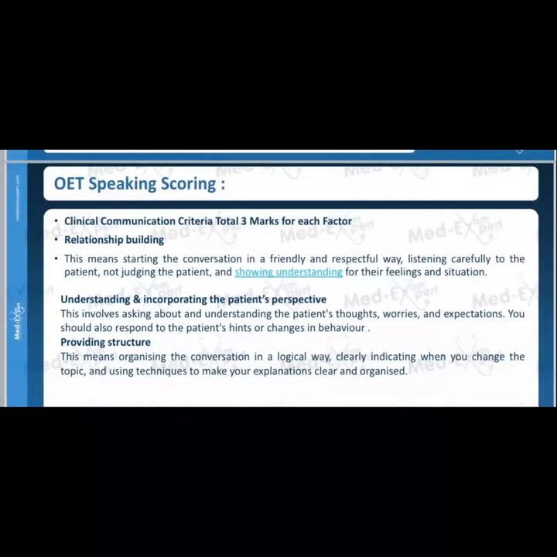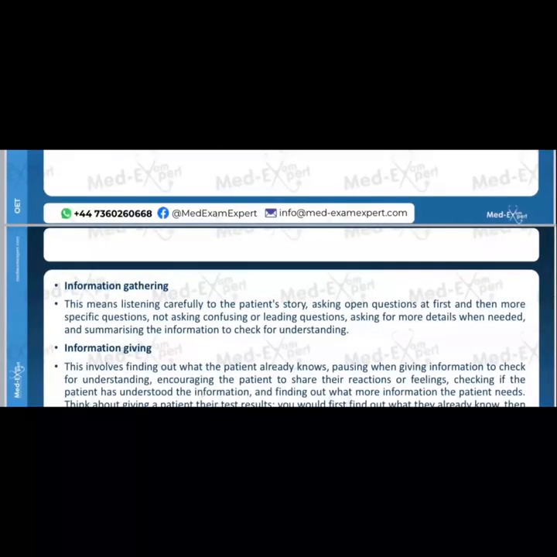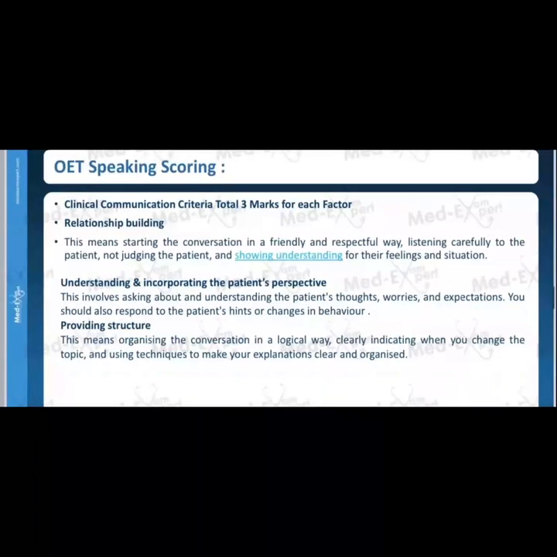Then clinical communication criteria total 3 marks for each factor: relationship building, understanding and incorporating patient's perspective, providing structure, information gathering, and information giving. So what do these mean? Relationship building. This means starting the conversation in a friendly and respectful way.